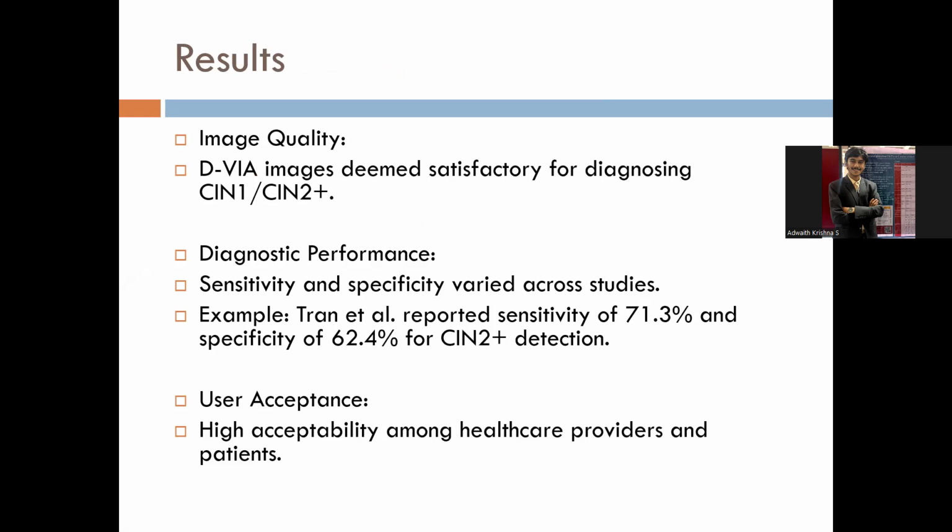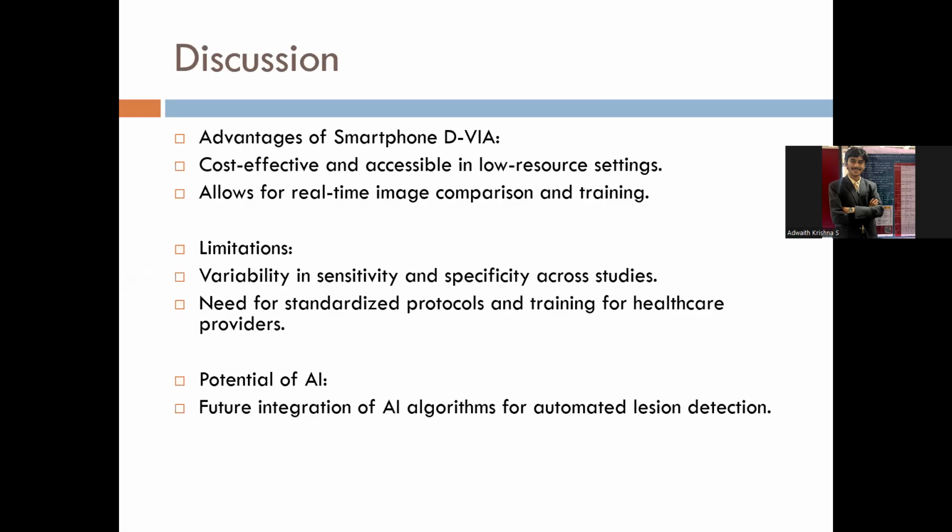Now, image quality. DVIA image is deemed satisfactory for diagnosing CIN1 or CIN2 plus. Then sensitivity and specificity varied, as I already told. Higher acceptability among healthcare providers and patients was seen with this. And smartphone DVIA is cost effective and accessible in low resource settings, as I already told. Limitations include a variability in sensitivity and specificity across studies, but this can be quite improved with advancing modalities and newer technologies. Need for standardized protocols and training is required.